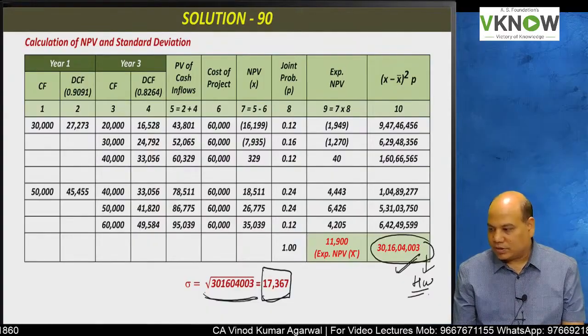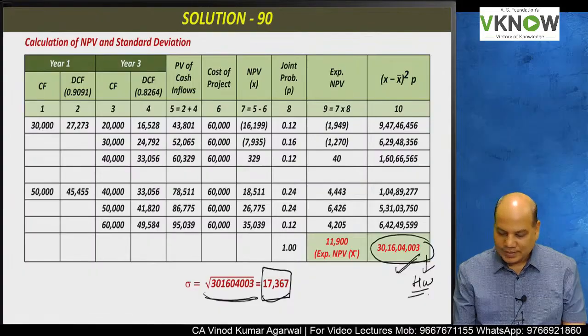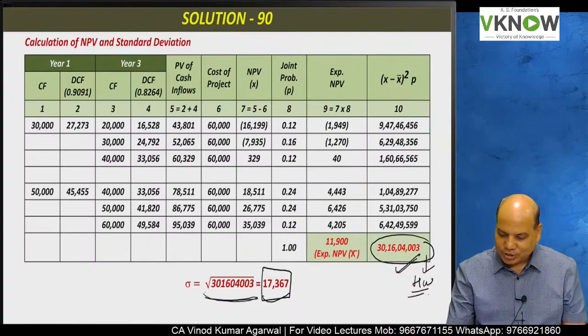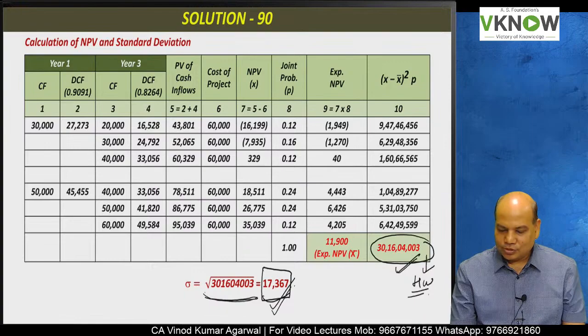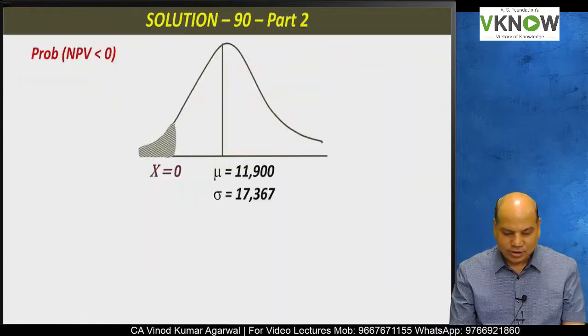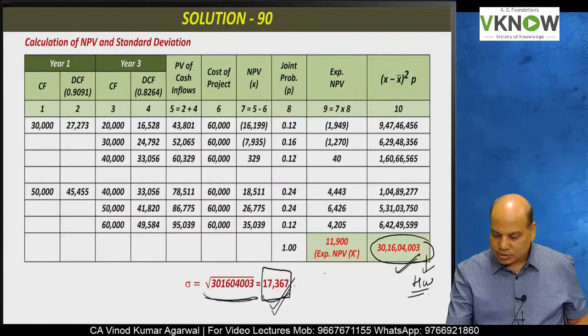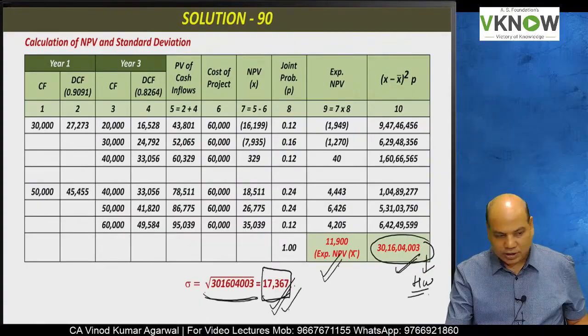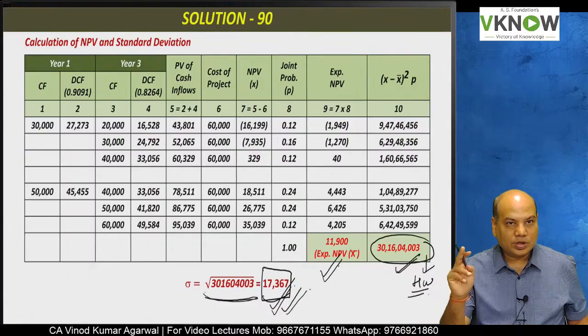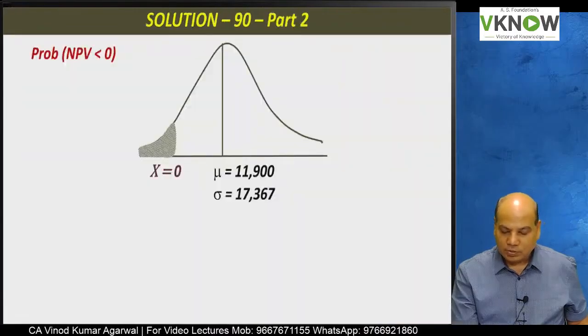So is it 17367? Please note it down. I am going to go to the next discussion now. So my first answer is over. This is expected NPV, this is standard deviation. What is the probability that NPV will be negative?